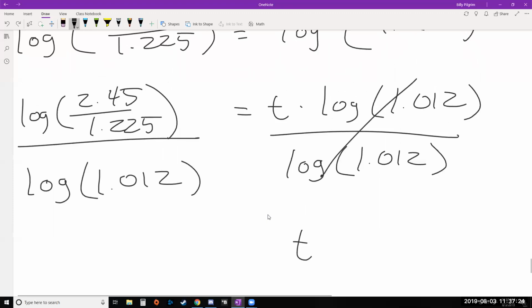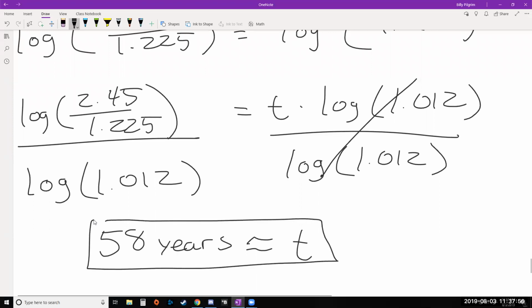And because I don't want to write it again, let's go ahead and just throw it into the calculator now. But this is what we're throwing into the calculator, right? The quotient of these two logarithms. So it'll be log of 2.45 divided by 1.225 divided by logarithm of 1.012. These are years, so let's go ahead and do the nearest year, which I'm getting about 58. So, according to our model, in 58 years, India's population will double to the 2.45 billion.